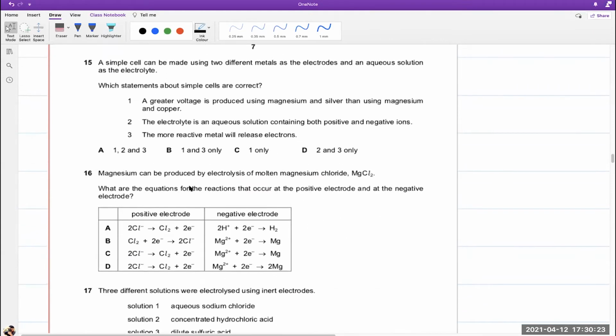A simple cell can be made using two different metals as the electrodes and an aqueous solution as the electrolyte. Okay, nothing new here. Which statements about simple cells are correct? Okay, how is a cell made? What happens in a simple cell?